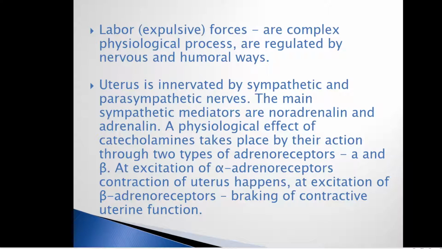Labor forces are a complex physiological process regulated by nerves and humoral pathways. The uterus is innervated by sympathetic and parasympathetic nerves. The main sympathetic mediators are noradrenaline and adrenaline. The physiological effect of catecholamines takes place through their action on 2 types of adrenal receptors, alpha and beta. At excitation of alpha adrenal receptors, contraction of the uterus happens. At excitation of beta adrenal receptors, there is inhibition of contractive uterine function.